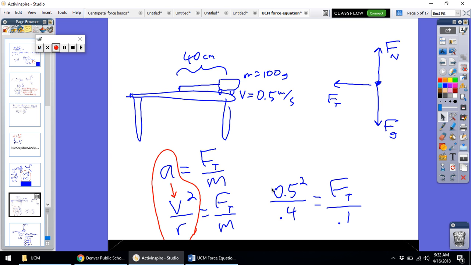That v was 0.5 meters per second. The r, once again, you have to be really careful: even though it says 40, remember that's 40 centimeters, so you need to convert that to meters. And the same with this mass, when it says 100 grams, that needs to be in kilograms. So that mass should actually be 0.1 kilograms. When you plug that in, you should be able to solve for the force of tension. Actually, I didn't solve this out myself, but hopefully you can solve for it easily, or just plug this into a calculator.